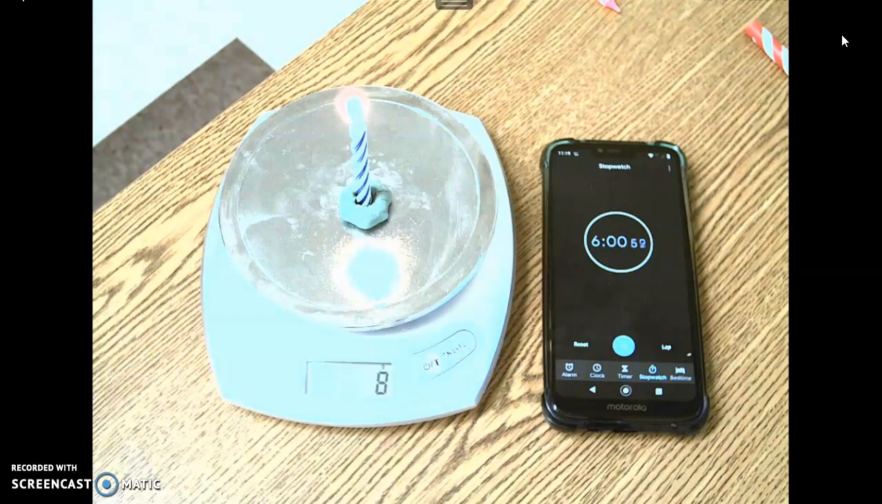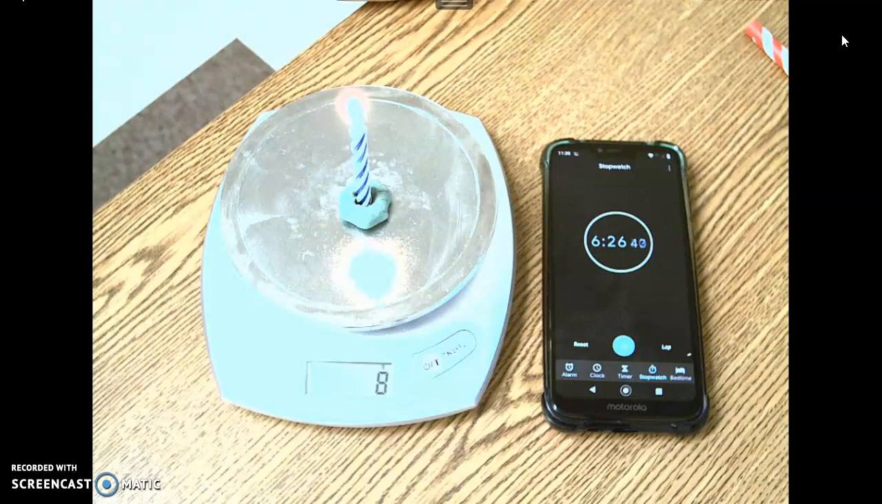Okay, we are now at the 6-minute mark. At 6 minutes, we are still at 8 grams. Go ahead and mark that down on your paper at the 6-minute mark. Our candle continues to get shorter. I've got quite the puddle of wax at the base of the wick now. My wick looks fairly long compared to when we started.